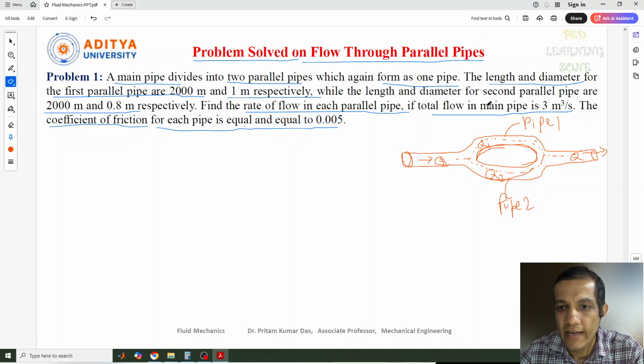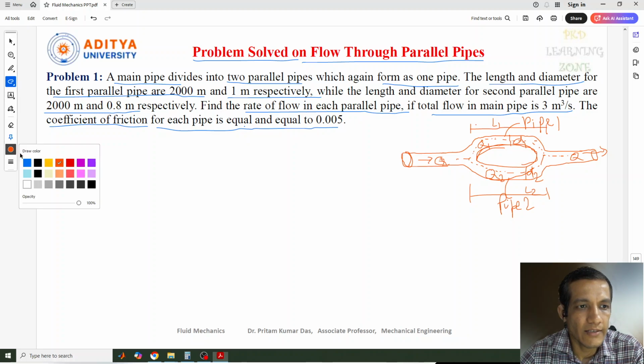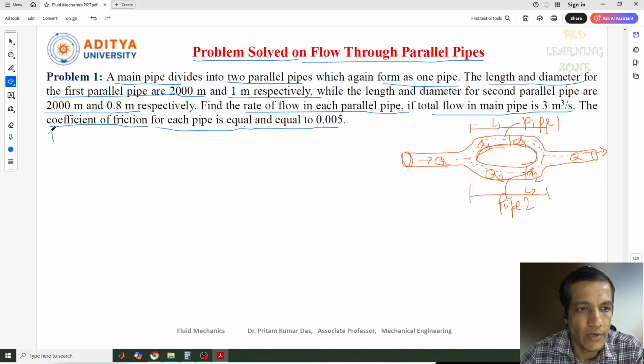Now suppose this is the length of the pipe L1 and this is the length of the pipe L2, and this is pipe 2, and the diameter of this pipe is D2, and the diameter of the other pipe is D1. Now the rate of flow Q is given, so let's write down what data are given in this question, then we'll go for solving it.